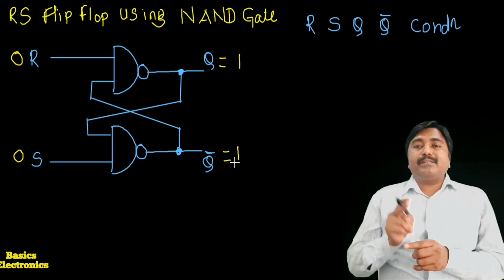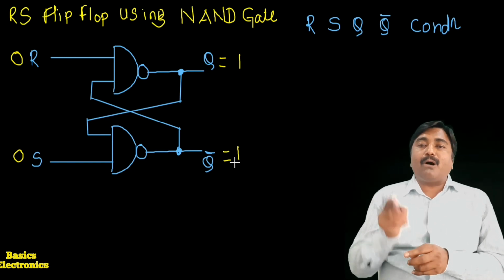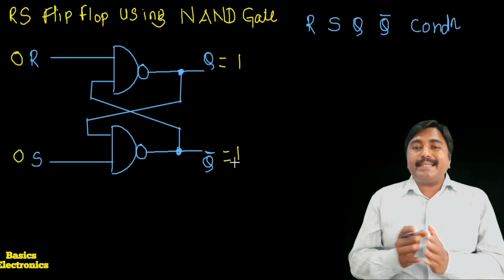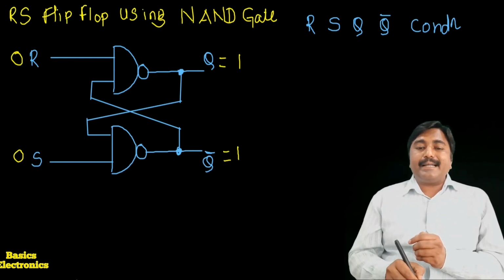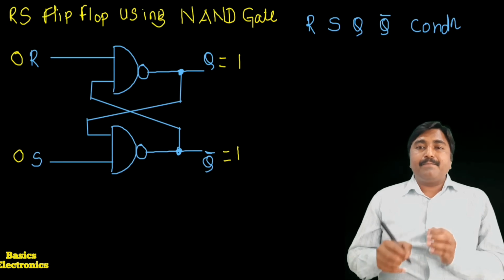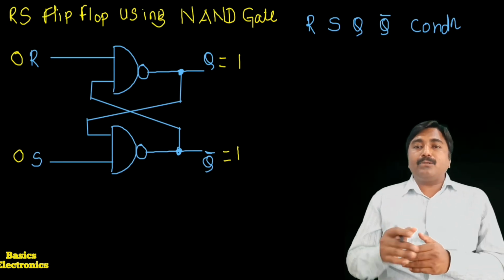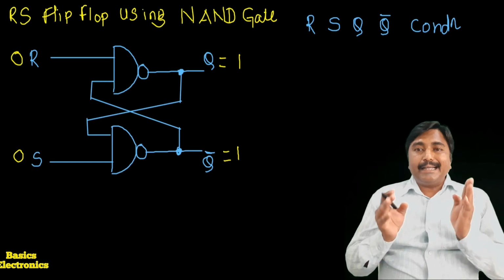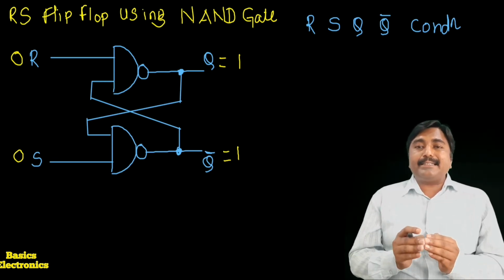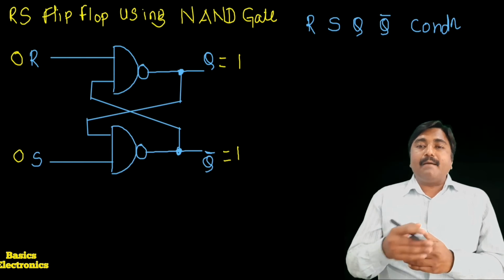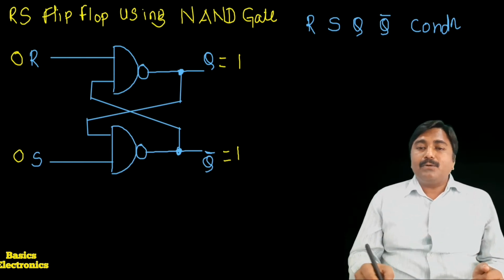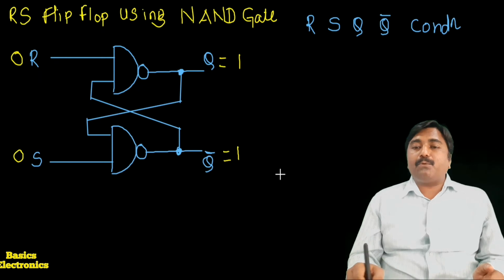So we said this condition in the previous flip-flop, that condition is the race condition. We call it a race condition because there is a racing between both NAND gates to produce the high output. It is the invalid state because Q and Q bar are the same. We require the opposite output. This is also called a forbidden condition.